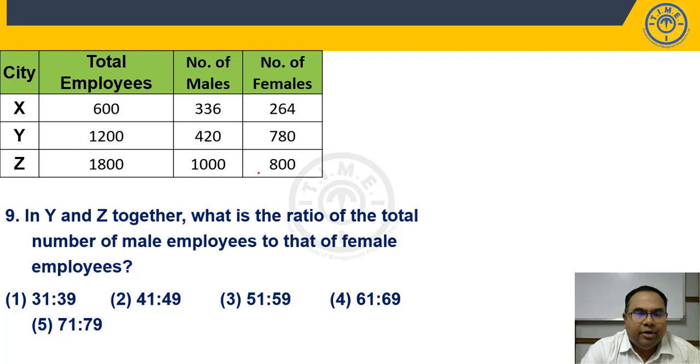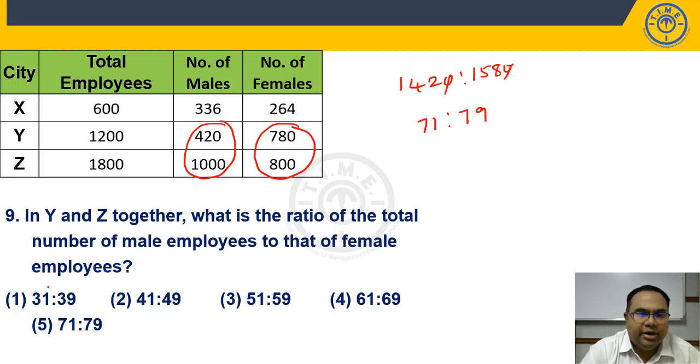Ninth question. In Y and Z together, what is the ratio of total number of male employees to that of female employees? Y and Z together, total number of male employees 1420 is to total number of female employees 1580. Right? 2 71s are 142, 2 79s are 158. 71 is to 79. Option 5 is the answer.